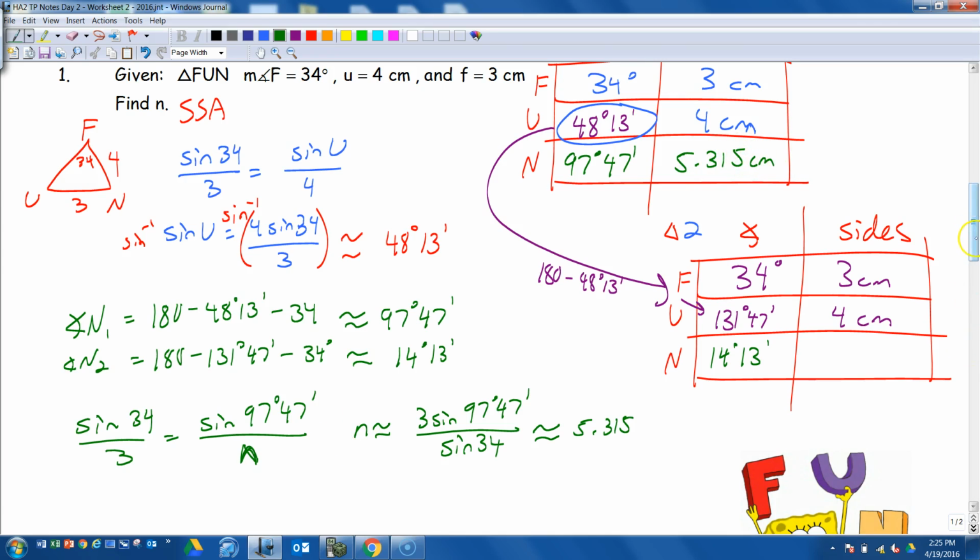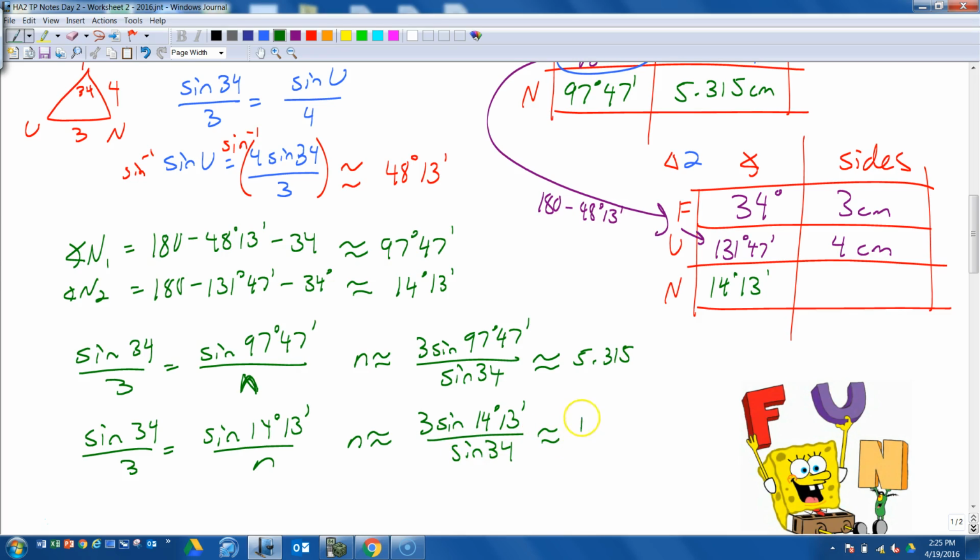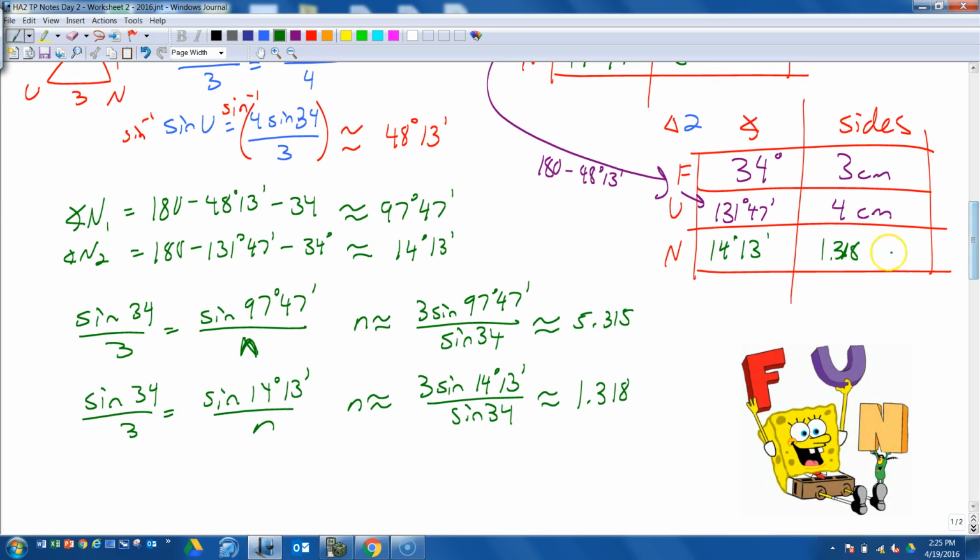To get the other one, we just have to do the same setup, except the angle changes, because in triangle 2 the angle is 14 degrees 13 minutes. So we get 3 sine of 14 degrees 13 minutes over sine of 34. And that turns out to be 1.318. So there are two triangles, and both of these are possibilities. Okay. So those are the answers to that.